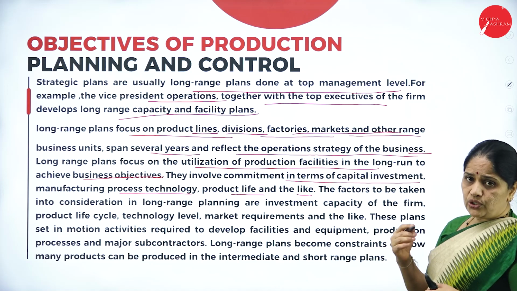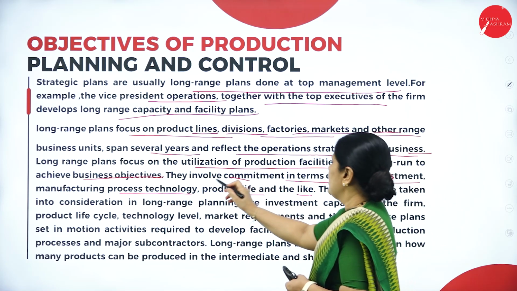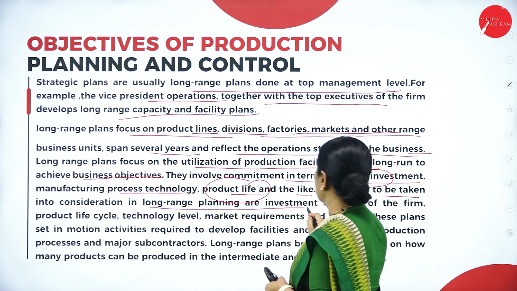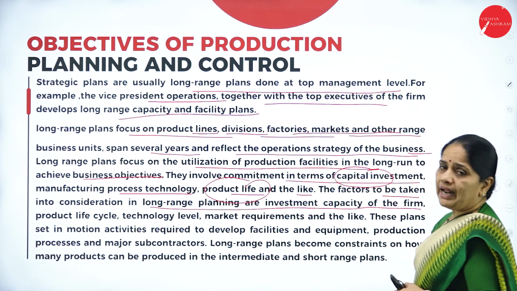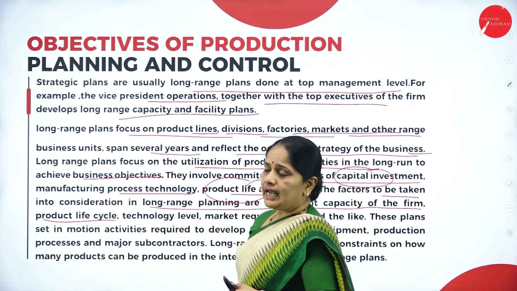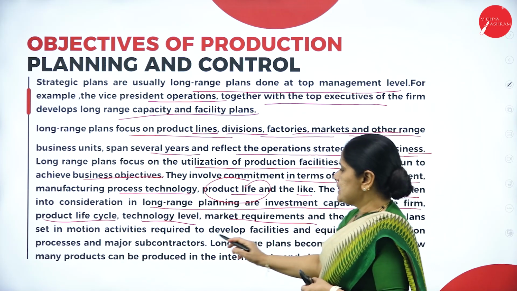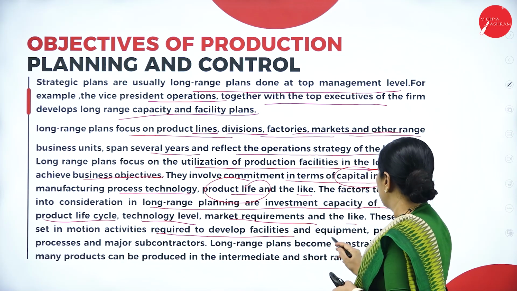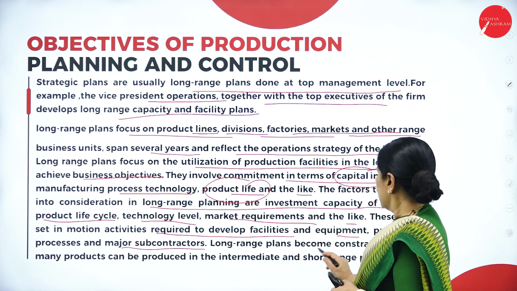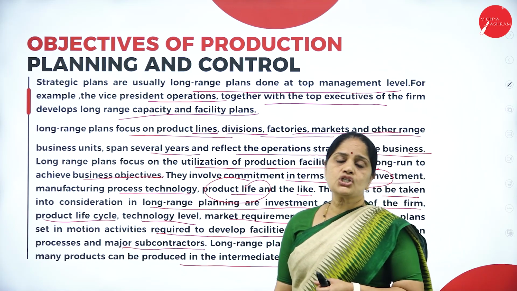So it involves huge decisions like what is the capital investment needed, the manufacturing process technology, product life, etc. The factors to be taken into consideration in long range planning are investment capacity of the plant. So what is the actual investment capacity of the plant? Then what is the product life cycle, technology level, market requirement and the like. They set into motion activities required to develop facilities and equipment, production processes and major subcontractors. They become constraints on how many products can be produced in the intermediate and the short range plans.